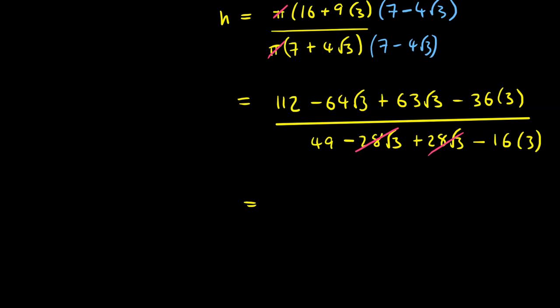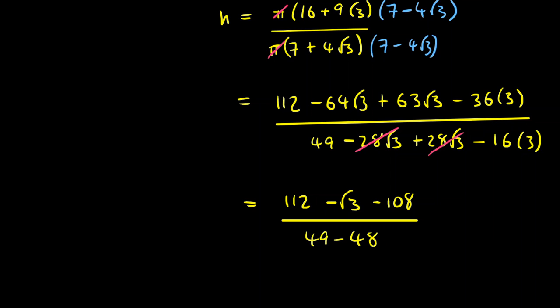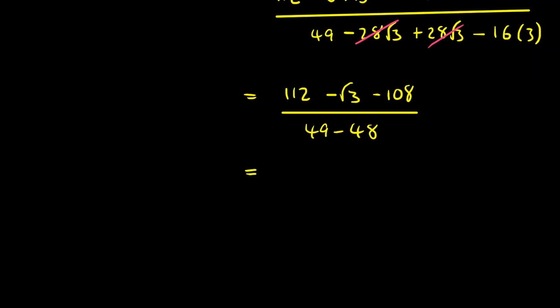So on the top, we're going to have 112 minus 64 root 3 plus 63 root 3, which is equal to minus root 3. And we've got here 36 times by 3, so 36 times by 3 is 108. So minus 108. And this is all going to be divided through by 49 minus 16 times by 3. Well, 16 times by 3 is 48. So on the bottom, we have got 49 minus 48, which of course is 1. So if we simplify one last time, we've got 112 minus 108, which is 4, minus root 3, divided by 1. So the answer is 4 minus root 3.